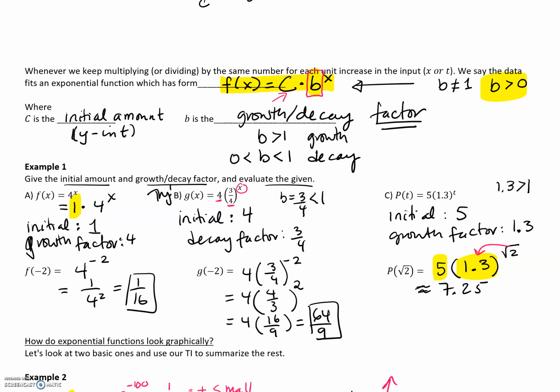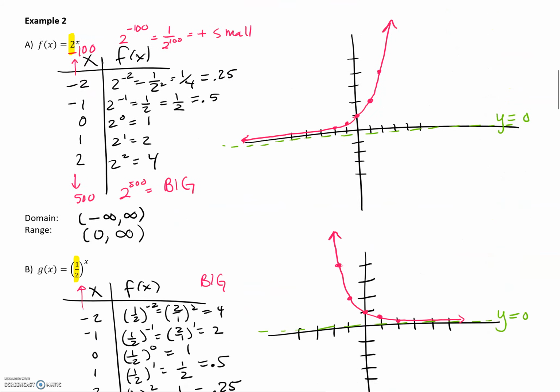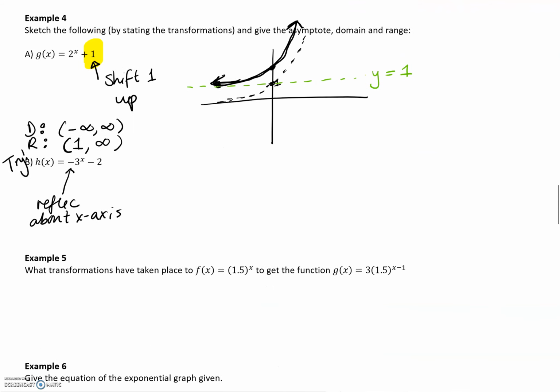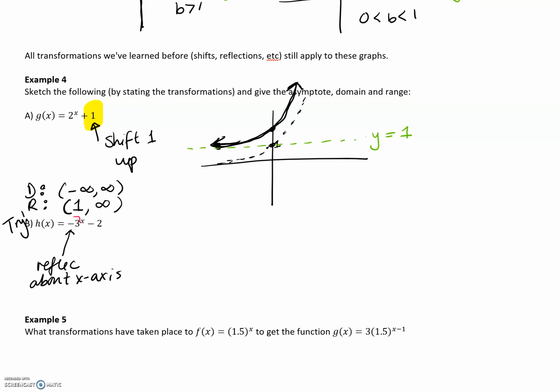So I'm not making the base negative. I don't have parentheses around my base with an exponent. In this problem, the base is 3, so I'm looking at 3 to the x, and the negative simply reflects it about the x-axis. And then this negative 2 on the outside shifts the 3 to the x function down 2. So basically I had 3 to the x, then it got reflected, then it got shifted down.